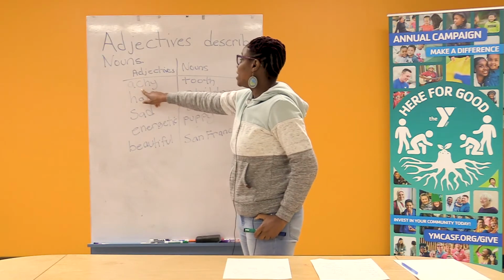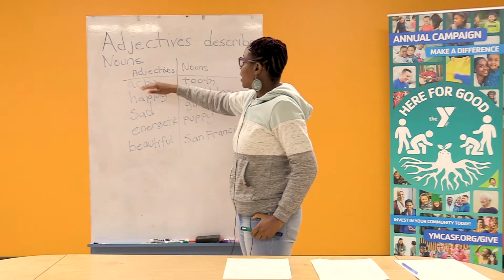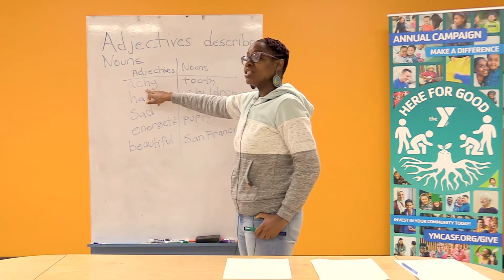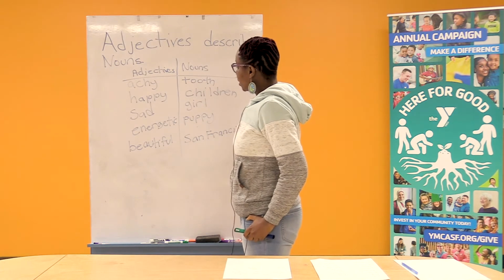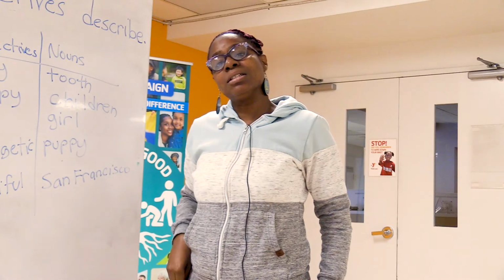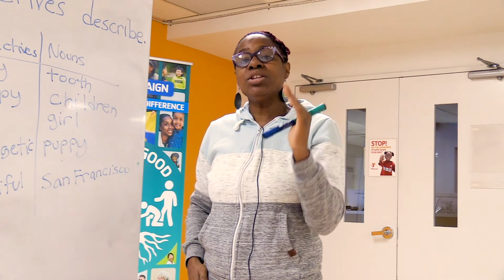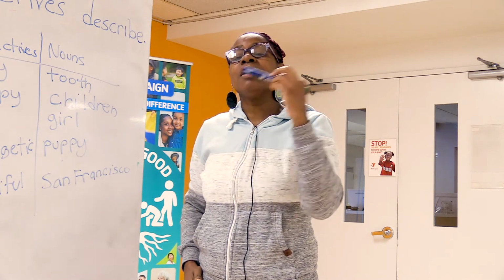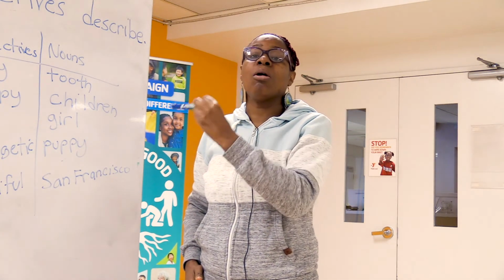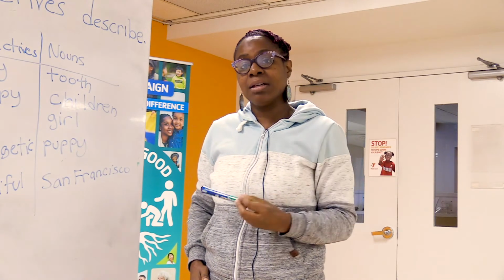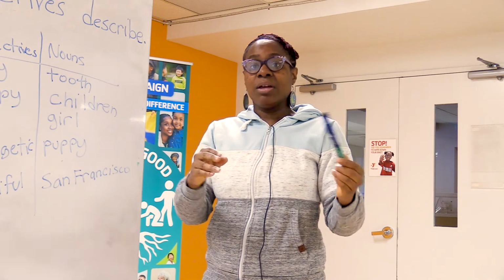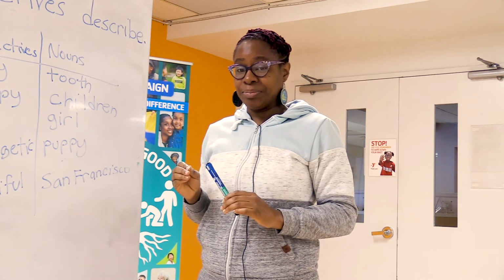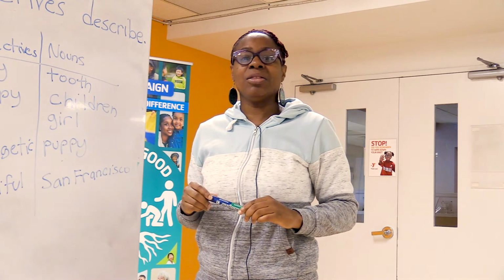On this side I have achy and I have tooth. Achy would be the adjective, tooth would be the noun. Let's use that in a sentence. The achy tooth bothered her all day until she went to the dentist. Achy is the adjective, tooth is the noun. Achy describes how the tooth was. Let's go ahead and talk about another adjective and noun.